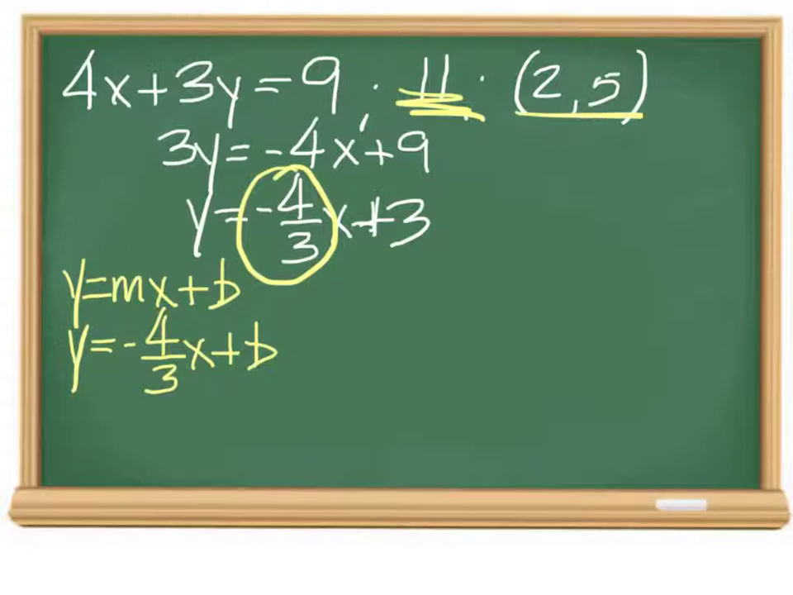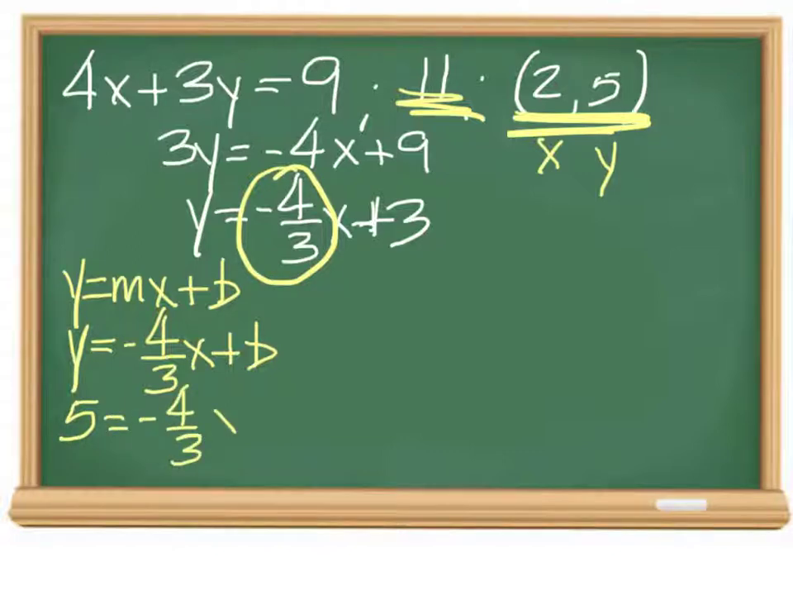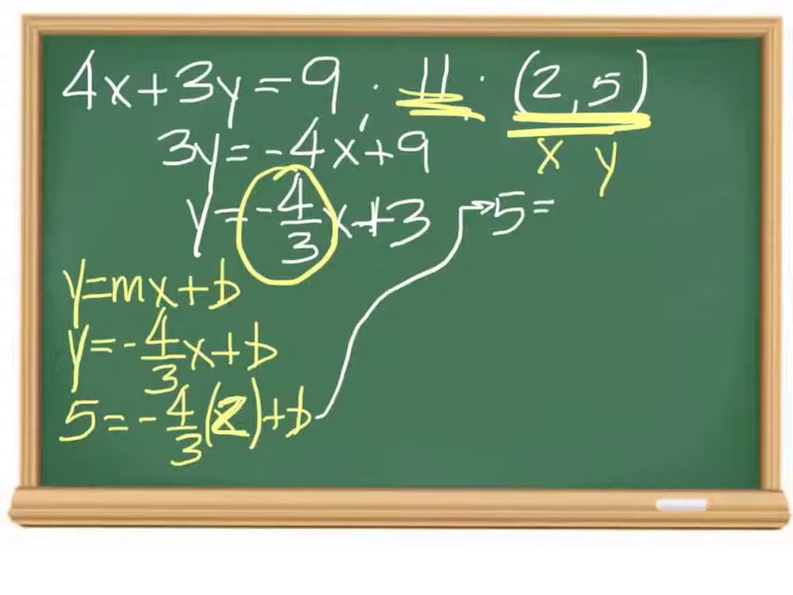And it's passing through this point, 2, 5. So you have to plug those in, x and y. So you would have 5 equals negative 4/3 x, or not x, but in this case 2, plus b. And now solve for b. So you would have 5 equals negative 8/3 plus b. Move that to the left and change the sign.